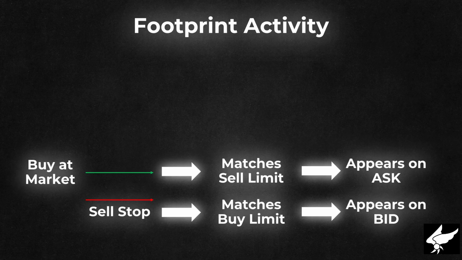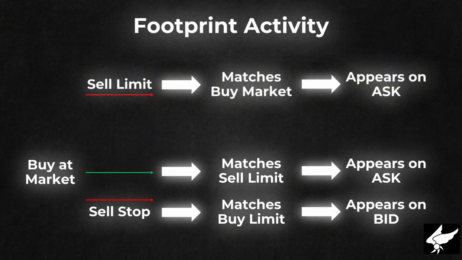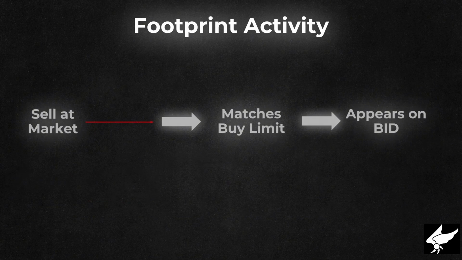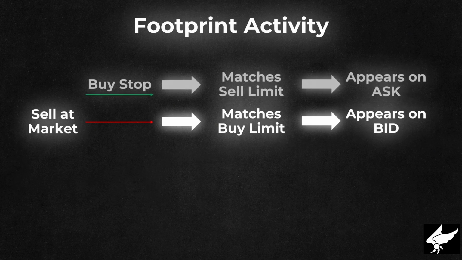The take profit is a sell limit order that, if triggered, will match a buy market order, and it will appear on the ask column of the footprint. Imagine now that you open a short trade with a sell market order. That is an aggressive sell order, so it matches a buy limit, and therefore it will appear on the bid column of the footprint. If your trade gets stopped out, a buy stop order will be triggered.